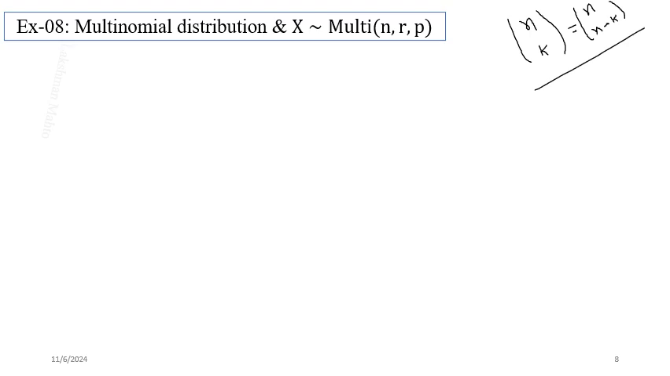So if a multinomial trial is there, then what is the multinomial coefficient? In the multinomial coefficient, we are distributing n into various categories, various numbers of outcomes. So it would be n1, n2, n3, n4 like that. So here the multinomial coefficient is coming: factorial n.